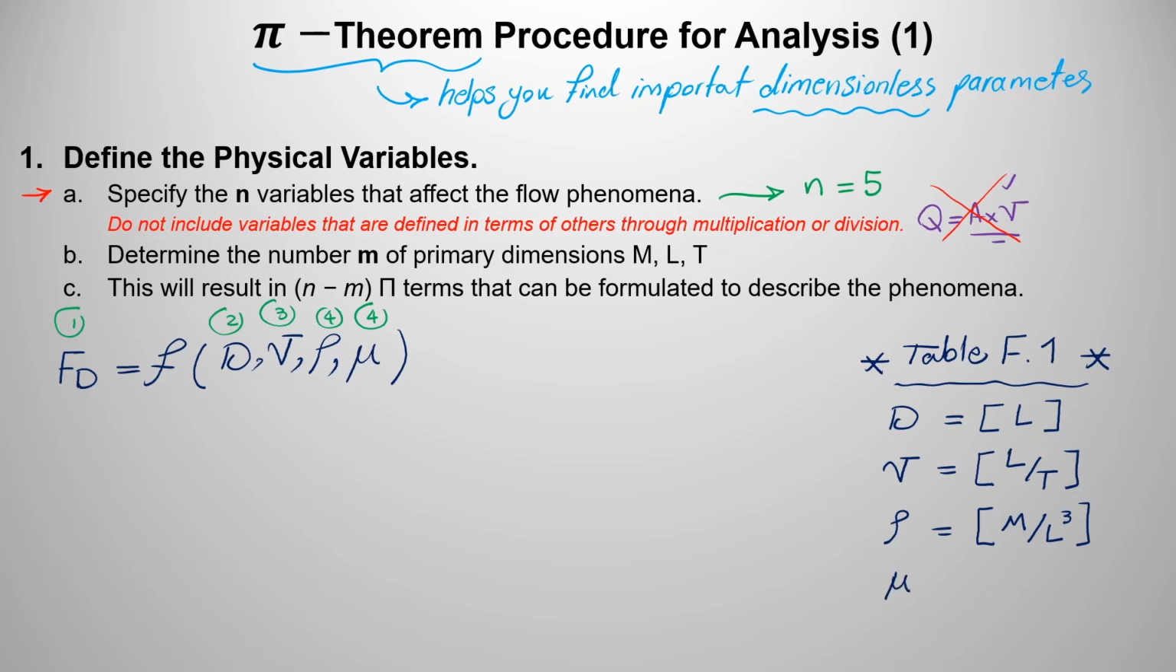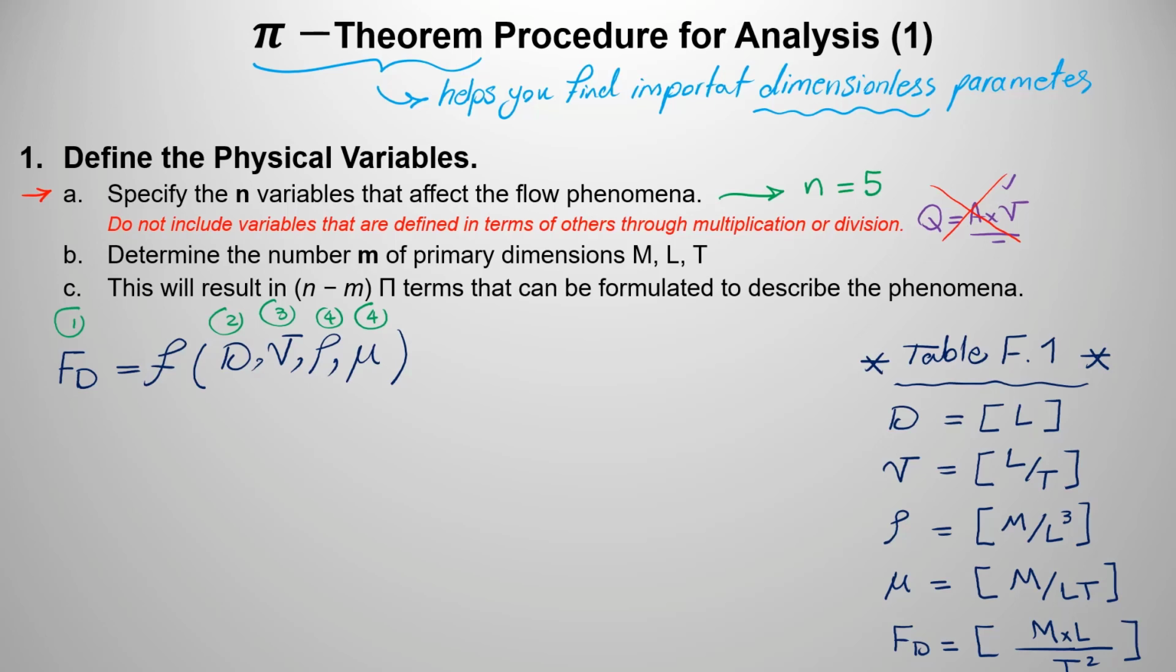Next would be viscosity. You can work it out based on Newton's law of viscosity, or if you're like me and you know it by heart, or you can take a look at table F.1. It would be mass divided by length times time. And finally, Fd, or drag force, you can work it out based on Newton's second law of motion, F equals m times a. So it would be mass times length divided by t to the power 2. All right, so these are all the dimensions for n variables in our flow phenomena.